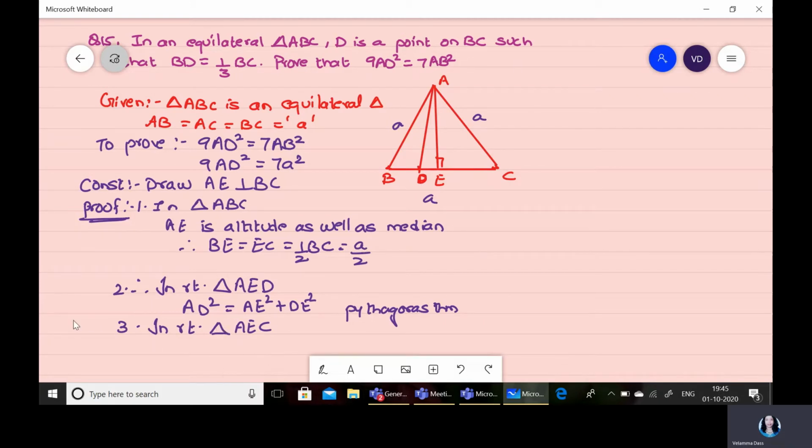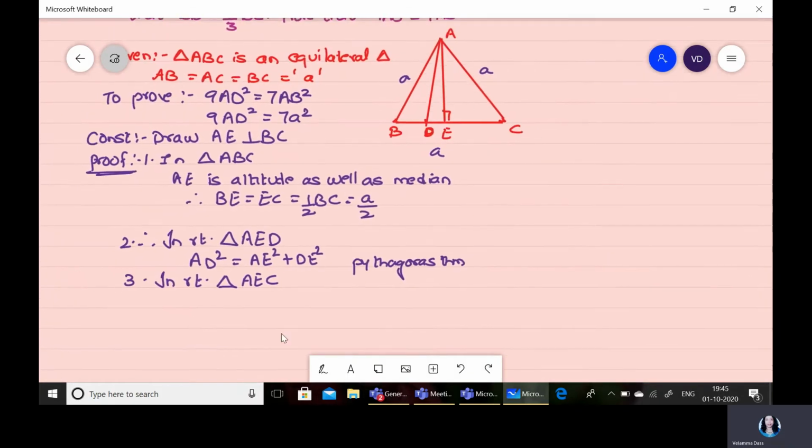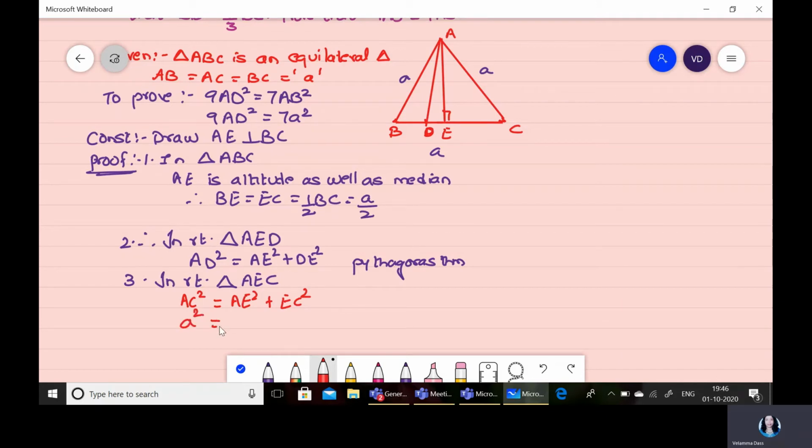So we will just try to replace AE such that we get A. Now you will say, what about DE? DE is a part of BC. So definitely I can replace the DE in terms of A. So let's first bother to do it, replace A with A. So here if I consider triangle AEC, I know that AC square will be equal to AE square plus EC square. Correct? What is AC square? A square. And EC is nothing but half of BC, that is A upon 2 the whole square.